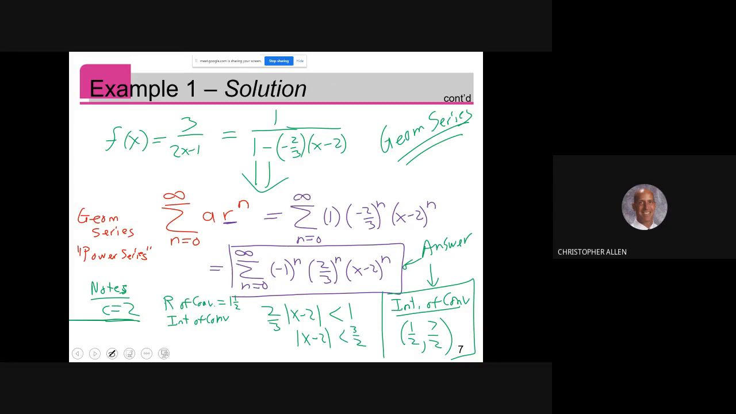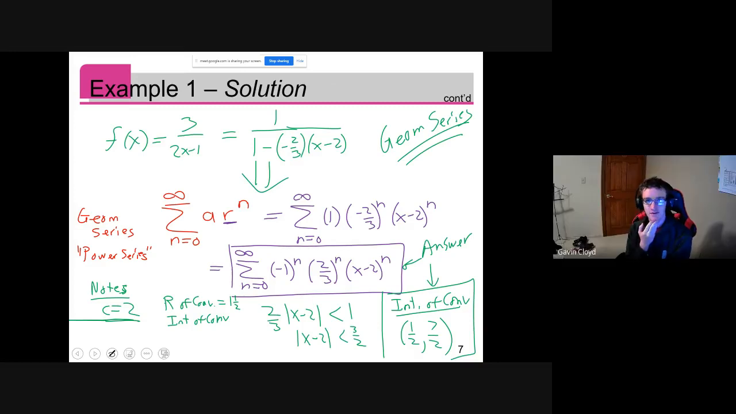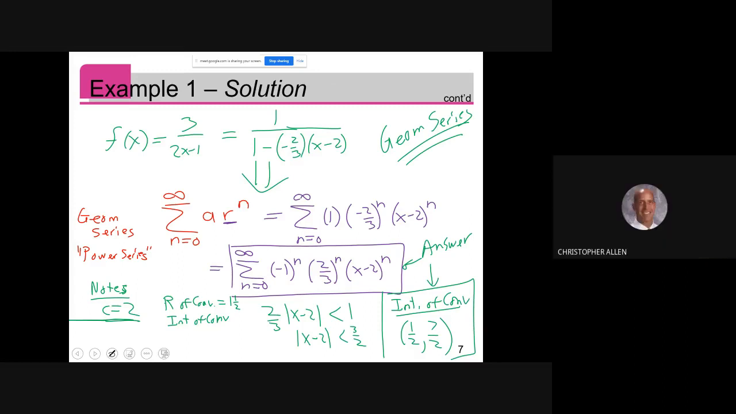Does that make sense? Is it 2 minus 1.5, or is it 1.5 minus 2? The center is 2, so now I'm going to subtract 1.5 more. So I think that would just be 1/2. Okay, I see. Yep, good.